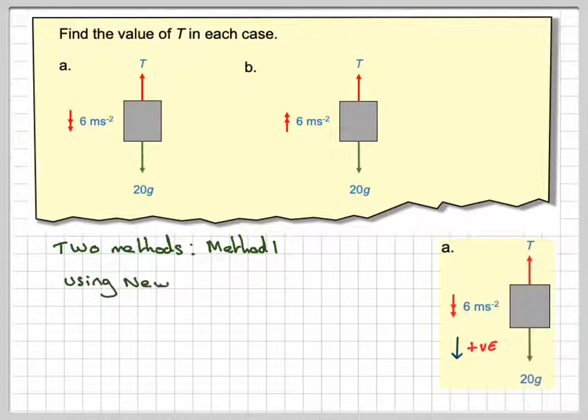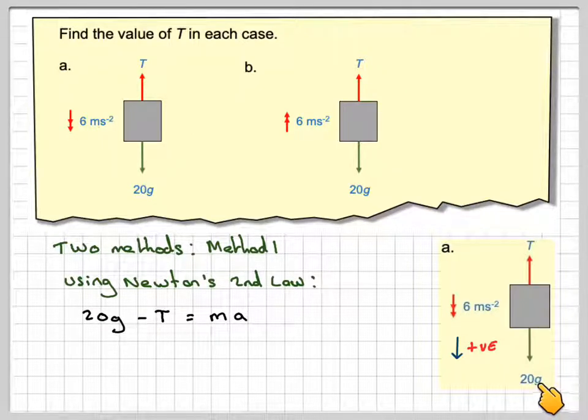And then we're going to use Newton's second law because we have an acceleration. So anything acting downwards will be positive. So now we can say 20g, but the T is acting upwards, so that's against the positive, so that will be minus T. And that's going to be equal to the mass times the acceleration. And what is the mass? Well, if we know the weight is 20g, then the mass is going to be 20 kilograms.